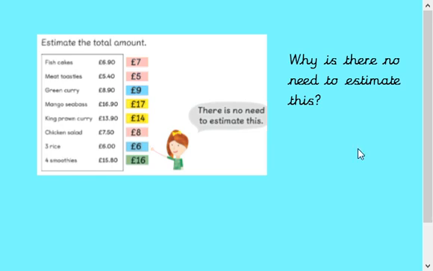Okay, well, there's no need to estimate it because it's already rounded. It's already a whole number. £6 is £6. You do not round it up. You do not round it down. It is already done for you.